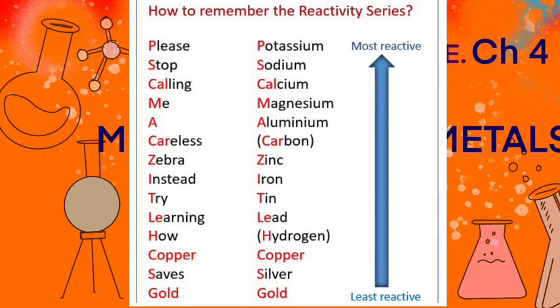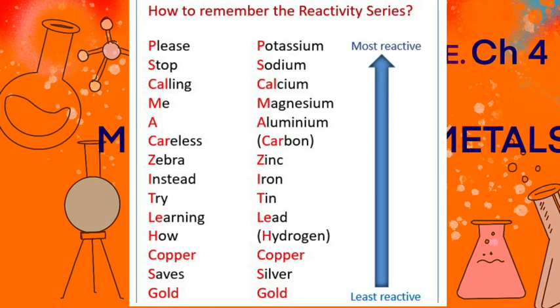Now we can learn this reactivity series with this phrase: please stop calling me a careless zebra, instead try learning how copper saves gold. This we have discussed in the class. So the most reactive metal is potassium, then sodium. Calcium is less reactive than sodium. Magnesium is less reactive than calcium. Then aluminium, then carbon, then zinc, iron, tin, lead, hydrogen, copper, silver and gold.